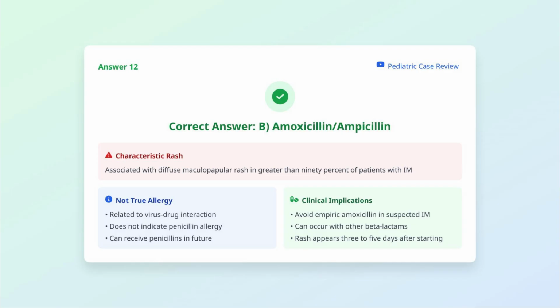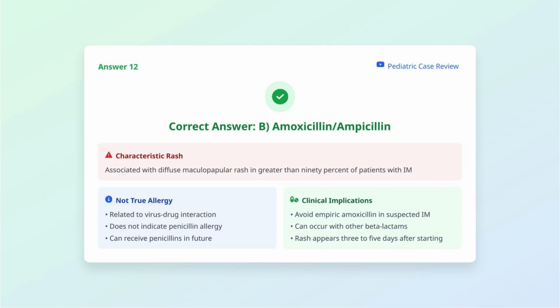These antibiotics are associated with a diffuse maculopapular rash in greater than 90% of patients with infectious mononucleosis. Importantly, this reaction is not a true allergy, but rather related to an interaction between the virus and the drug. Patients who develop this rash can still receive penicillins in the future if needed. This reaction can also occur with other beta-lactam antibiotics, though less commonly. The rash typically appears 3 to 5 days after starting the antibiotic.